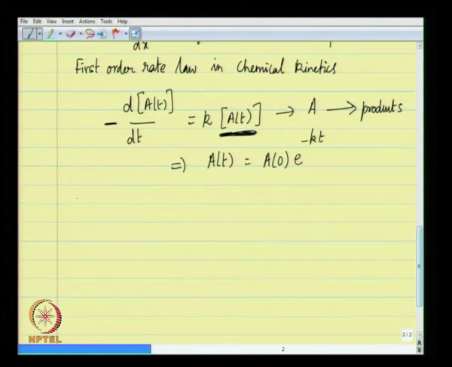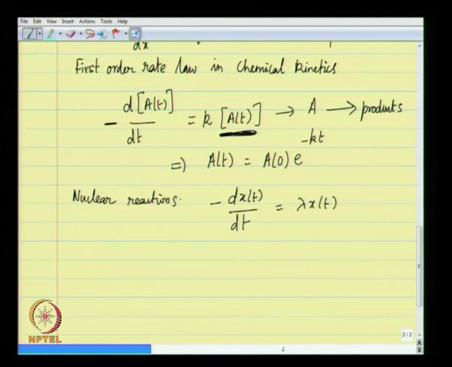Okay. Nuclear reactions, you have seen the decay of particles, of the nuclei, with the decay constant, often written as lambda. So, you can see that dx, the concentration of the radioactive nucleus, by dt is minus lambda times x of t, and you see that this also has the solution that x of t is equal to x of 0 times e to the minus lambda t.